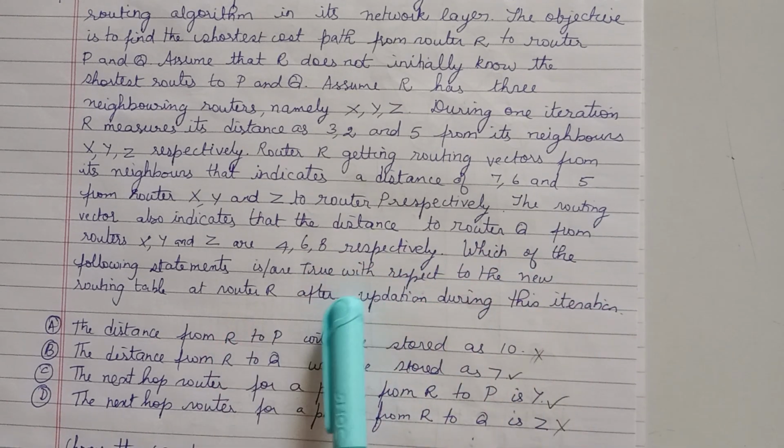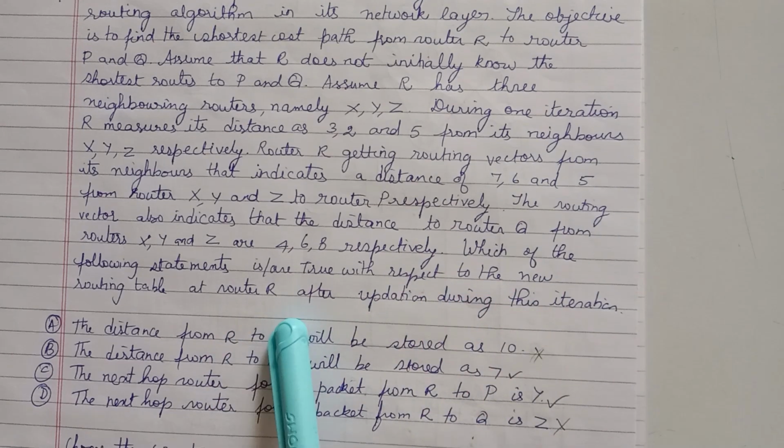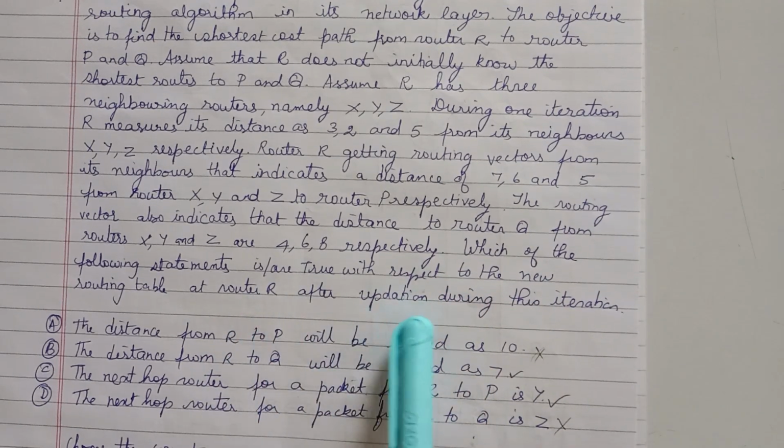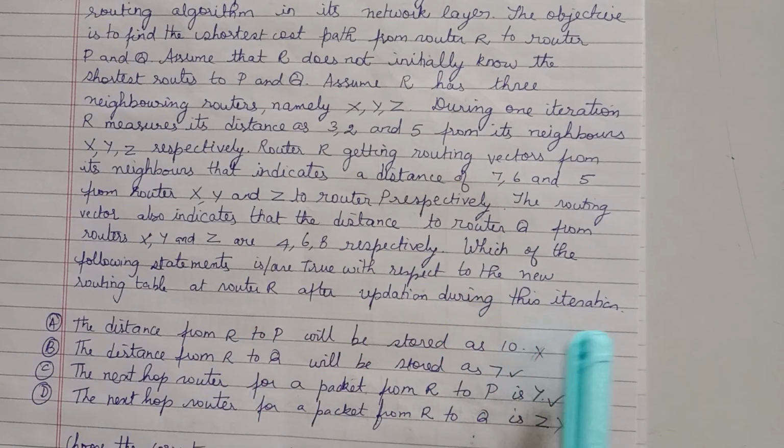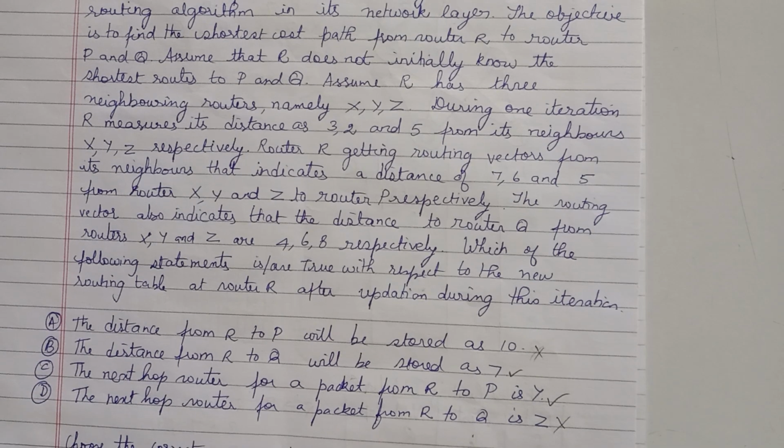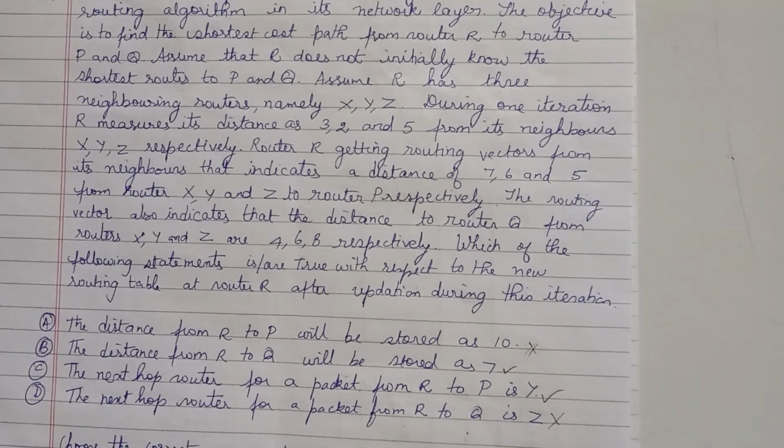Which of the following statements are true with respect to the new routing table at router R after updation during this iteration? So they are given the options. First let us see how to solve the problem.